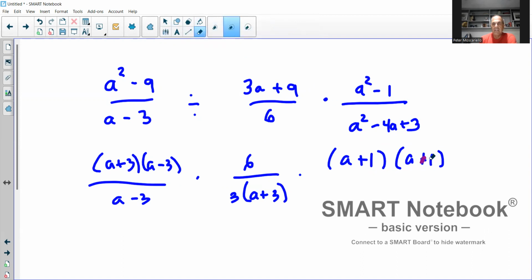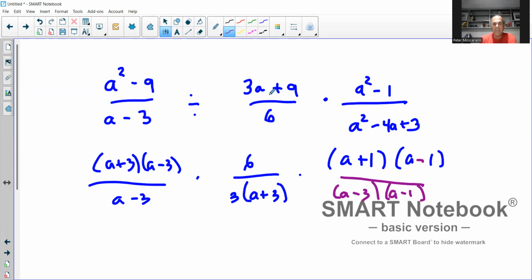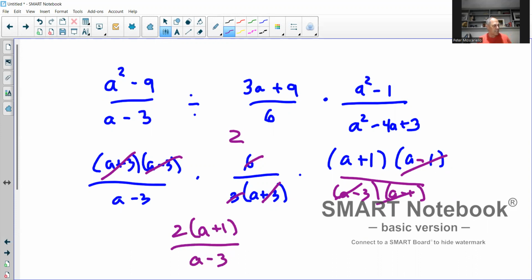That should be a minus. In the bottom is A minus 3, A minus 1. So I already flipped that one. Let's go: A plus 3, A plus 3, A minus 3, A minus 3, A minus 1, A minus 1. The 3 with the 6 leaving a 2. So on top, 2, A plus 1 on the bottom, A minus 3. All right, so that's how you do ones like 21.